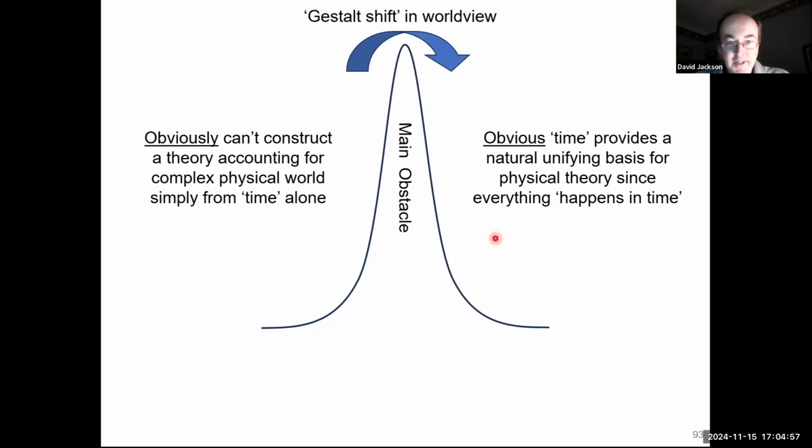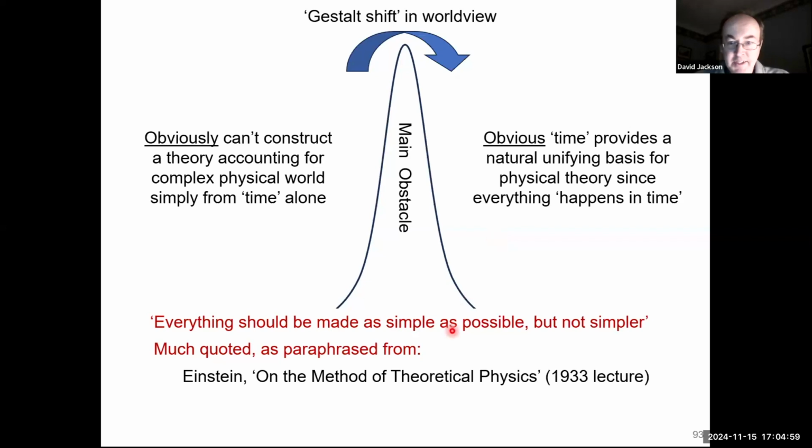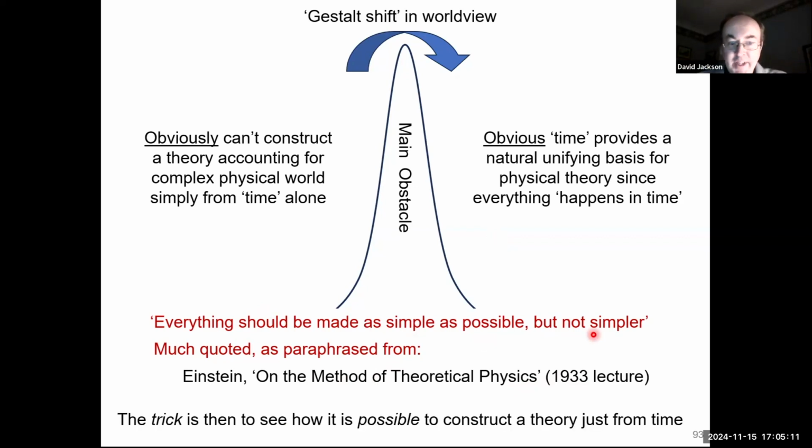Something that's quoted very often by many physicists is this quote, paraphrasing from Einstein, 1933, that everything should be made as simple as possible, but not simpler. And I quote it because I think this idea of simplicity is something that appeals to most people working in unification. So the trick here is to see how it's possible to construct a theory based just on time.